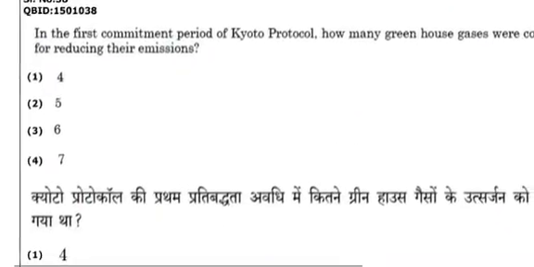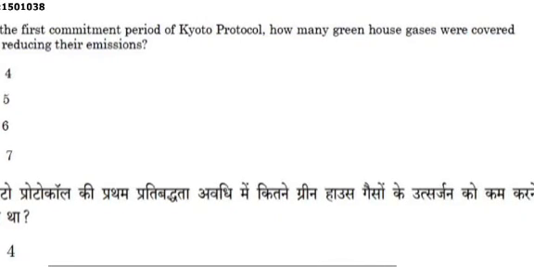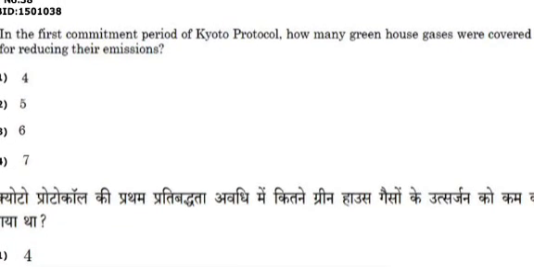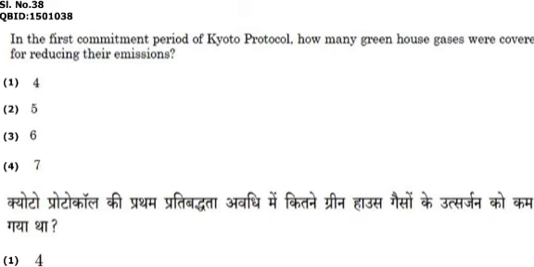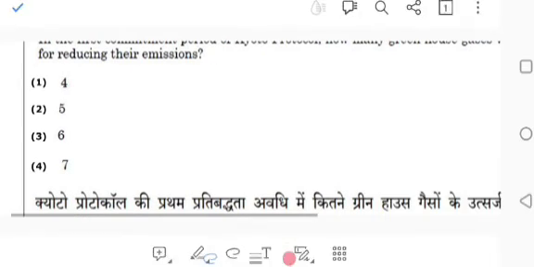Then next question. In the first commitment period of Kyoto Protocol, how many greenhouse gases were covered for reducing their emissions? 38. It was 6. Okay, 6.